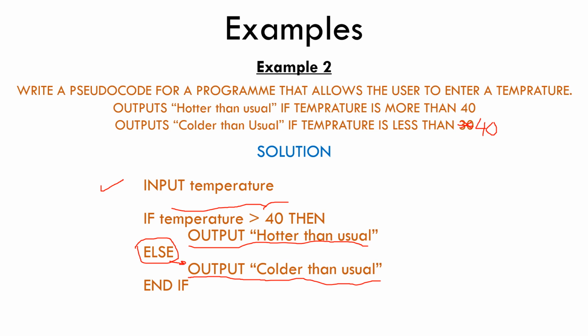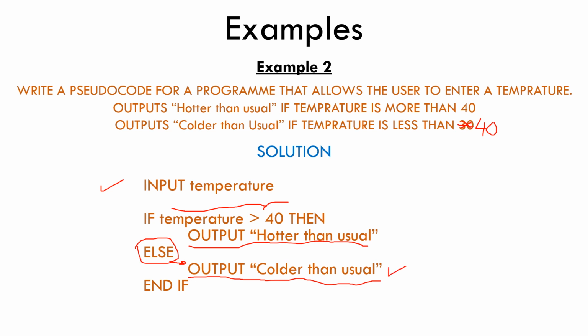So else allows you to output something in case this condition was not achieved. So you entered a temperature, it is not more than 40, then this message is going to go on your screens which says colder than usual.